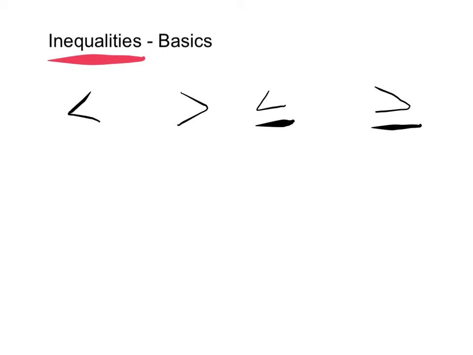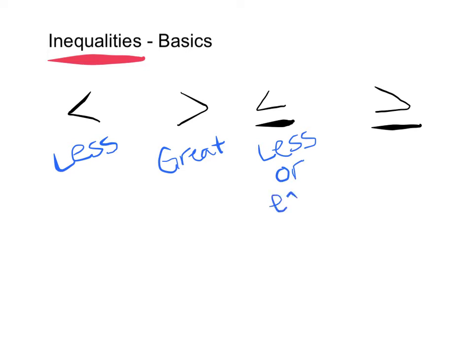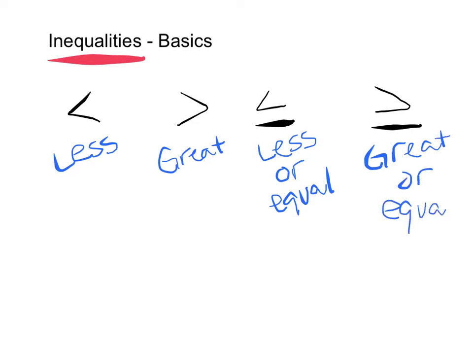Alright, so remember, less than, greater than, less than or equal to, and greater than or equal to. And all of these words just tell us how numbers relate to each other on the number line. So here's a number line. Let's look at a couple things and see how they relate to each other.